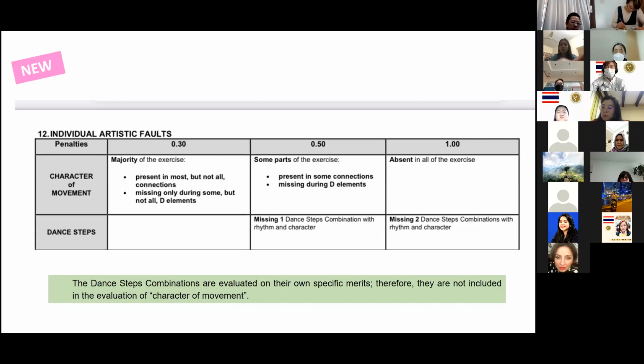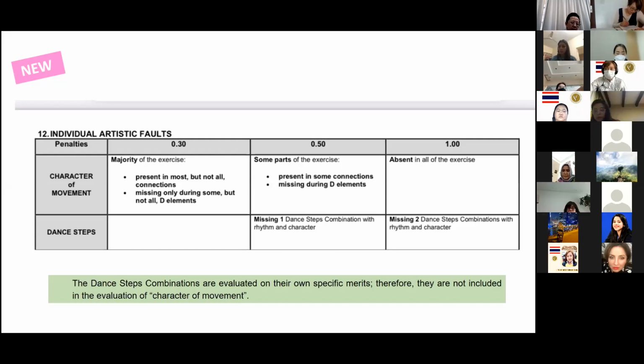So for the individual artistic faults, we have character of the movement. We have 0.3, we have 0.5, and we have 1 point.